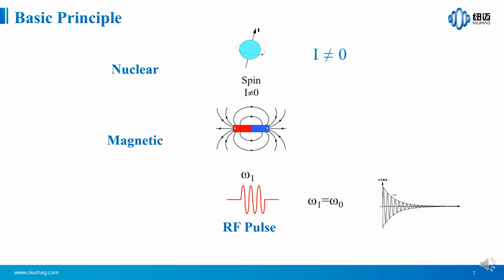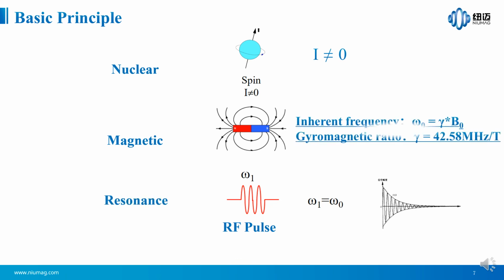For example, the gyromagnetic ratio of the hydrogen nucleus is 42.58 MHz, and the natural frequency of the hydrogen nucleus can be calculated by this formula. The condition for resonance is that the frequency of the RF pulse is equal to the Larmor frequency. Then the nuclear magnetic resonance phenomenon can occur and the signal of nuclear magnetic resonance can be detected.